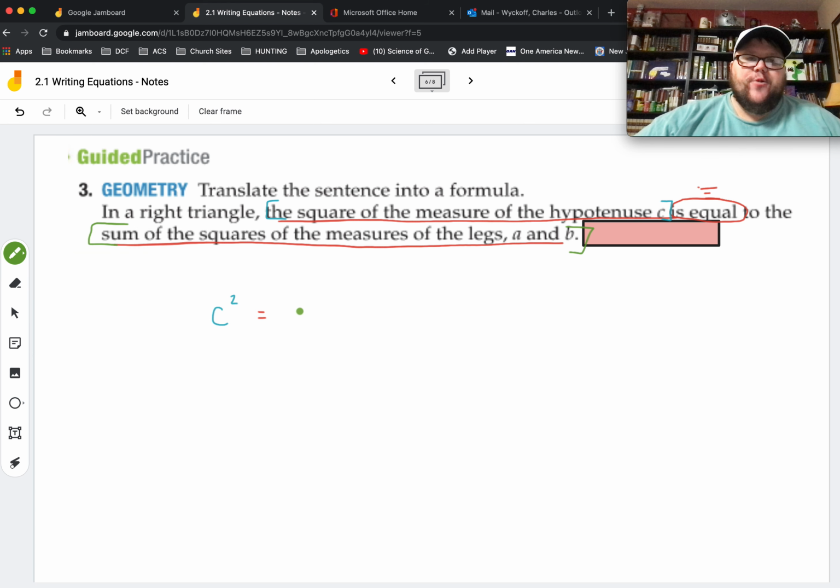And I think you might already be picking up on this. So A squared plus B squared. And if anybody knows what that is, you've taken geometry. This is the Pythagorean theorem.